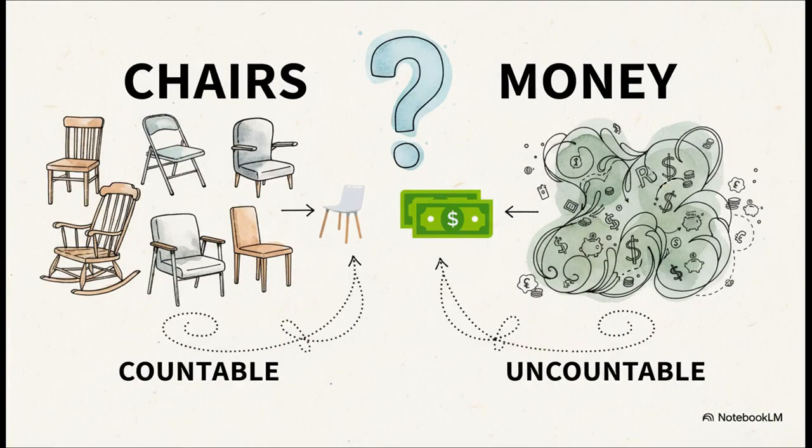Let's do one more. A chair? Totally countable. You can see one chair, two chairs. But what about money? Now, this one trips a lot of people up. We can count dollars or coins, sure, but the general idea of money is uncountable. You wouldn't say, I have 5 monies. You'd say, I have $5. And that difference is the key to everything else we're about to talk about.